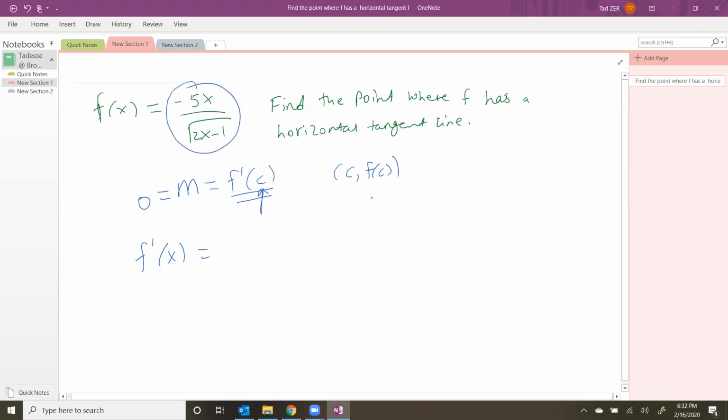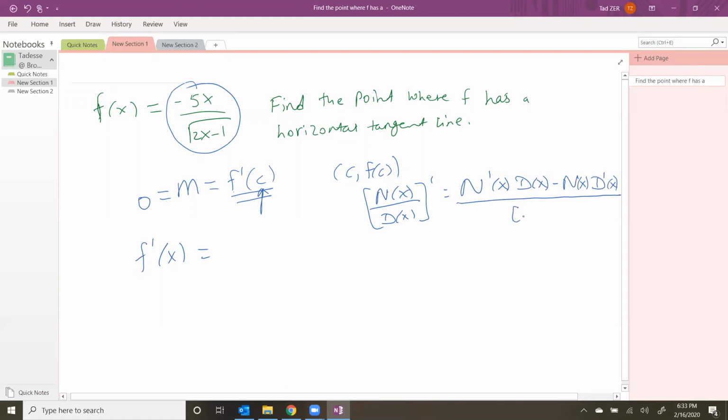So what is the quotient rule? It says if you have a numerator divided by a denominator, its derivative becomes the numerator's derivative times the denominator, minus n of x times the derivative of the denominator, all divided by the denominator squared. That's what we call the quotient rule. So let's do that. In our case, n of x is negative 5x, so its derivative becomes negative 5.